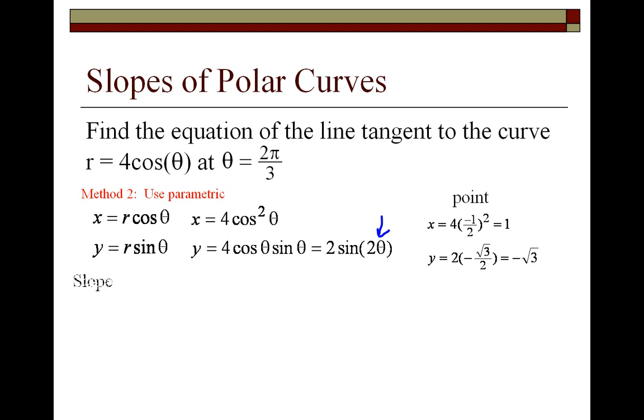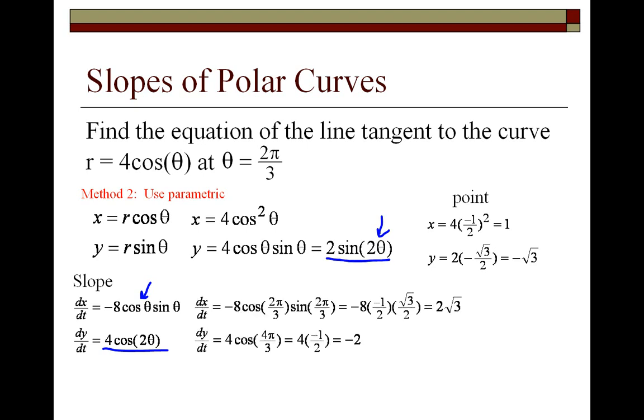Now I'm ready to find my slope. So we have to take the derivatives. The derivative of x is going to use the chain rule. So it's 2 times 4 cosine theta times negative sine theta, which equals negative 8 cosine theta sine theta. For y, using this function makes it easy to do the derivative. The derivative of sine is cosine of 2 theta times 2. So I multiply again by 2, and I get 4 cosine 2 theta. To get my slope, I need dy over dx. But I can do this by first plugging in 2 pi over 3 to find the values. If I plug in 2 pi over 3, we get 2 root 3 for dy/dt and negative 2 for dx/dt.